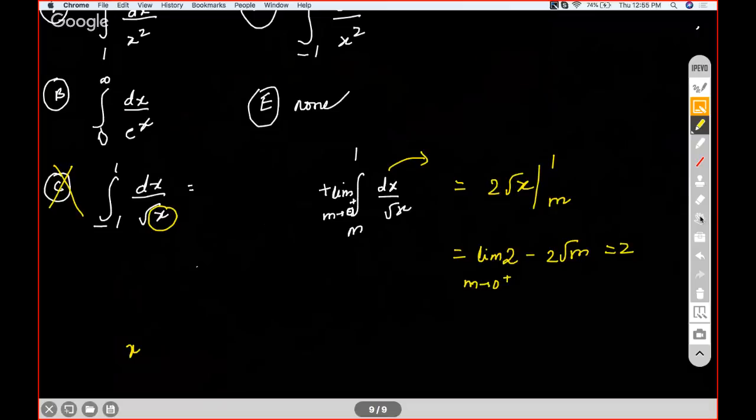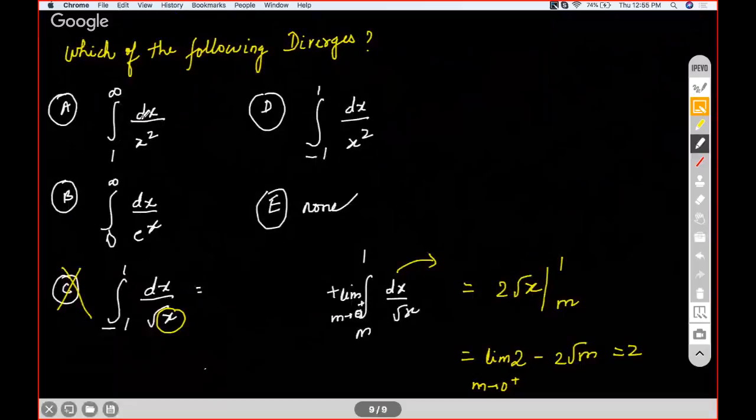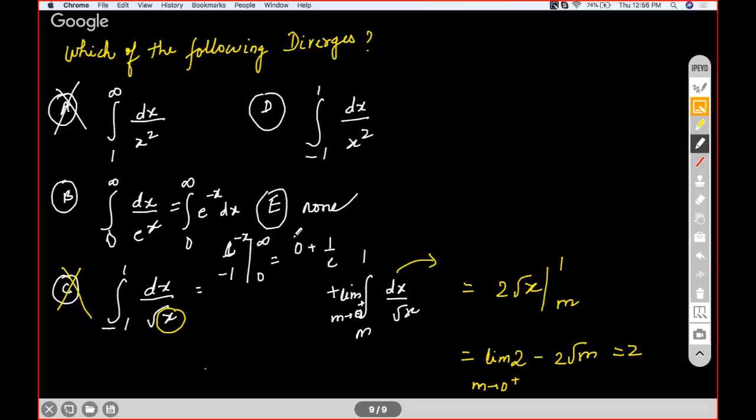And of course, A cannot be an answer because it follows the rule that I told you. Even B, 0 to infinity e to the power minus x, you can evaluate this as well. It will give you 1 by e, correct? E to the power minus x by minus 1. When you put a very large value, it becomes 0, plus 1 by e. So this also converges, cannot be the answer. D we have to check.